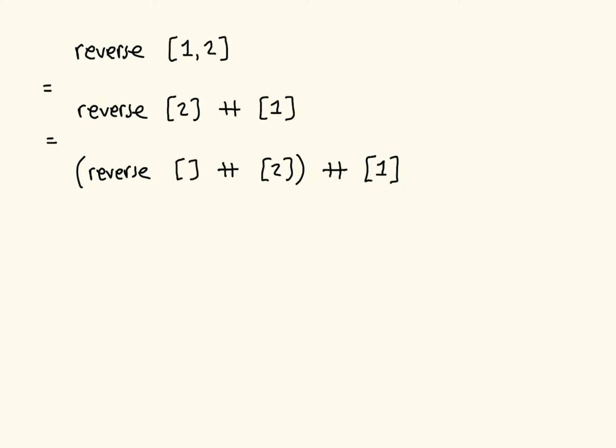And now inside the brackets here, we've reached the point where we have the base case for the recursive definition for reverse. So we know how to reverse an empty list. That's simply the empty list. So in the line here, we can say we have the empty list ++, 2, and then ++1.